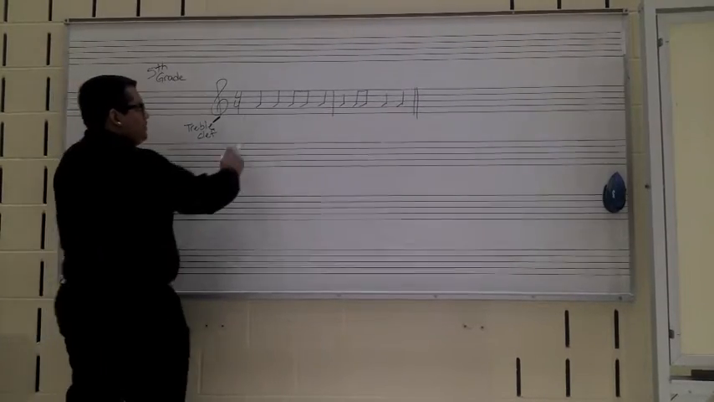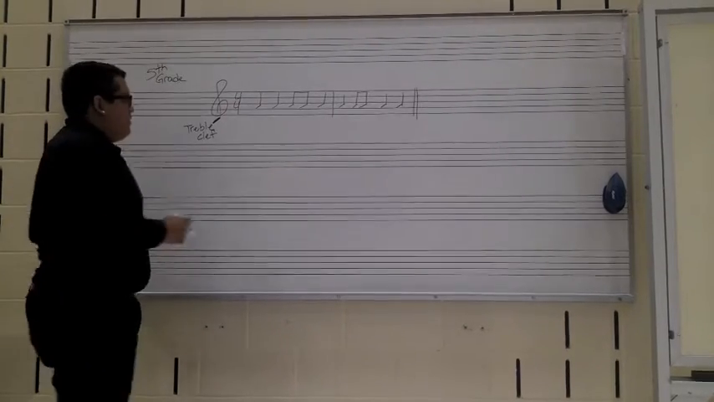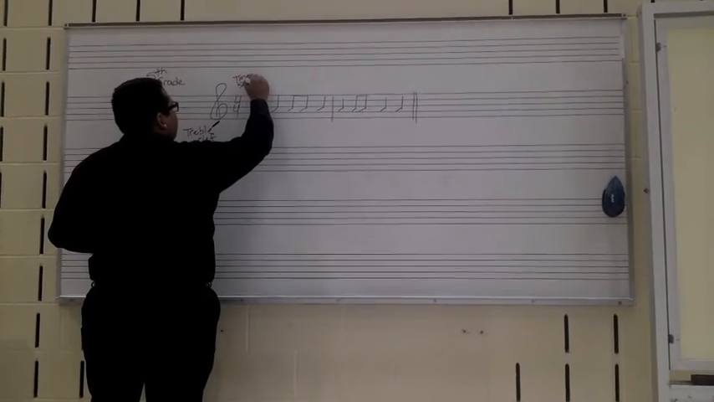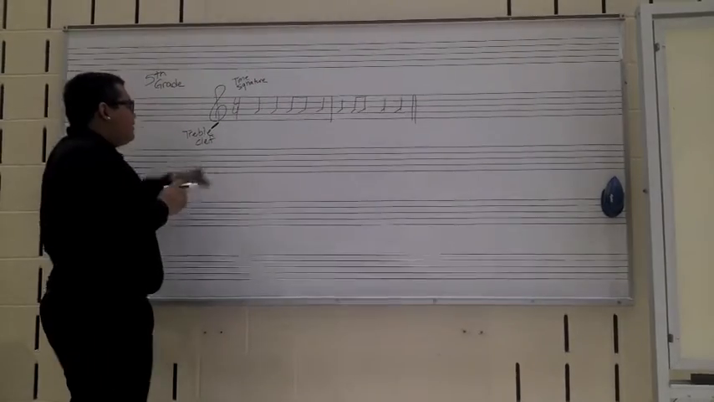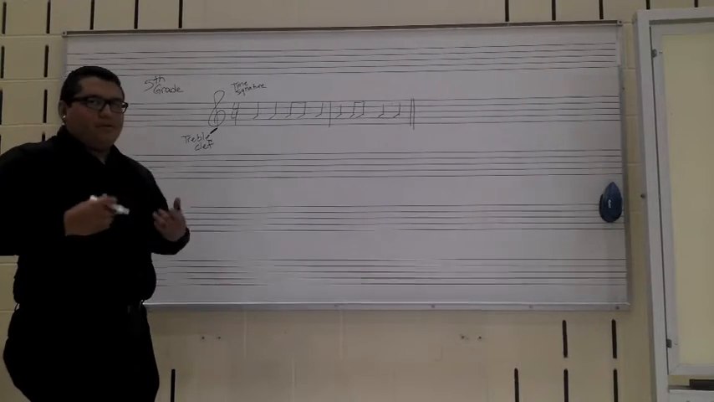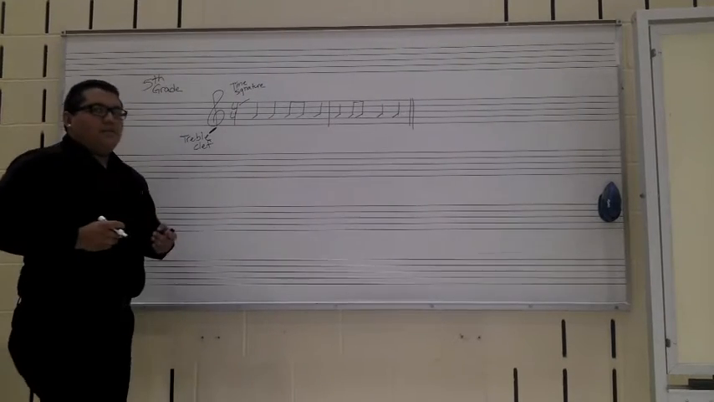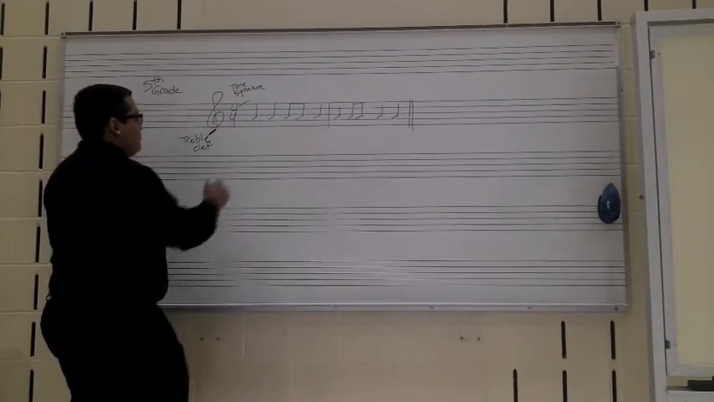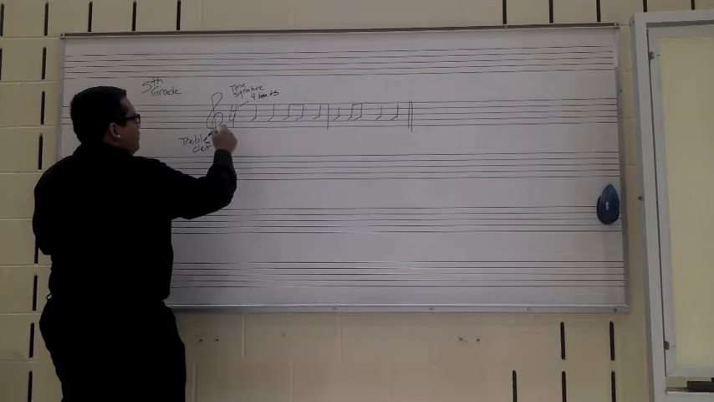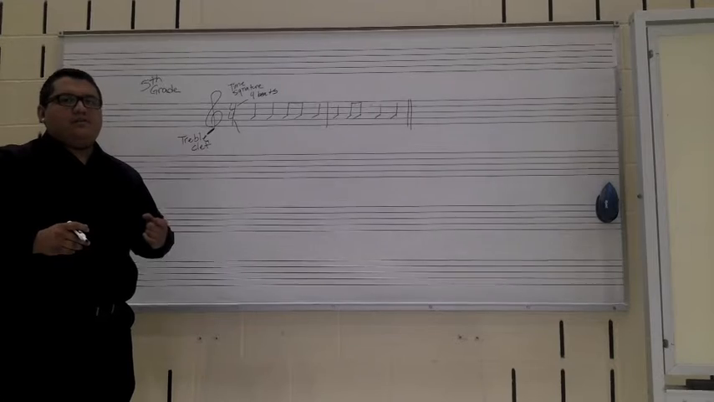These 2 numbers right here put together, we're going to call that a time signature. These 2 sets of 4 have a purpose. They tell us a purpose. The top 4 right here means that there are going to be 4 beats within a measure. 4 beats. Bottom 4, it's telling us that the quarter note gets the beat.